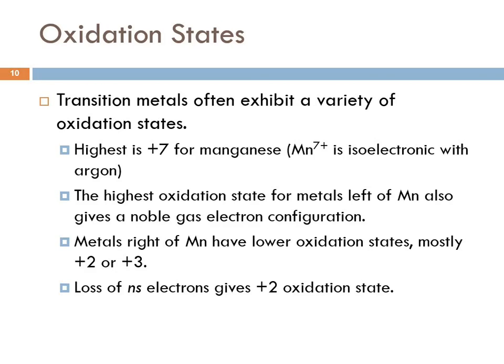We'll look at this in the chart on the next slide in a minute, but if we look at metals that are to the left of manganese, let's just call it manganesium and get it over with. Metals to the left of manganese, their highest oxidation state will be one that gives them a noble gas electron configuration. And if we look to the right, we see that those metals have lower oxidation states, generally +2 or +3, which corresponds to losing the 2s electrons. So they lose those, and that gives them a +2 oxidation state.